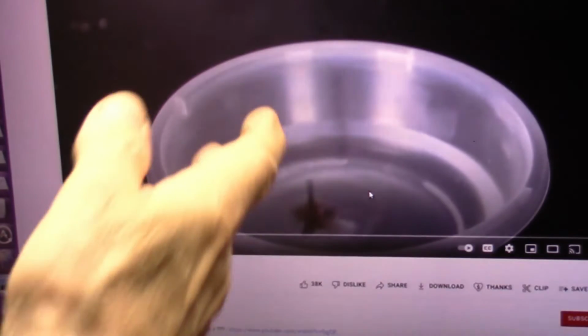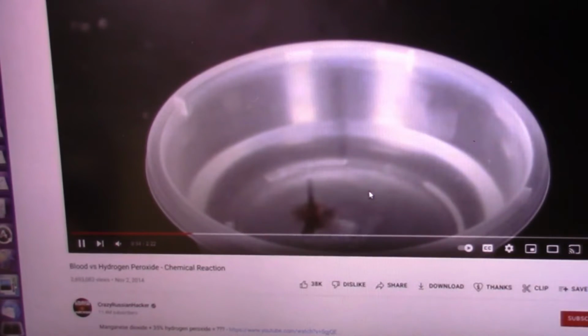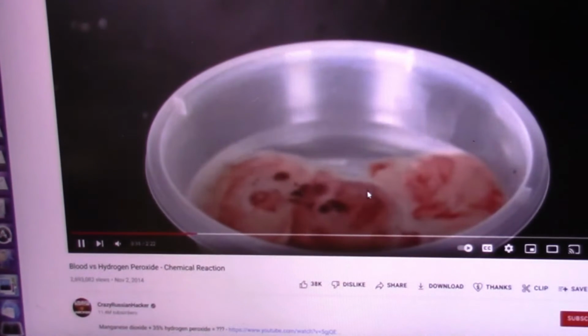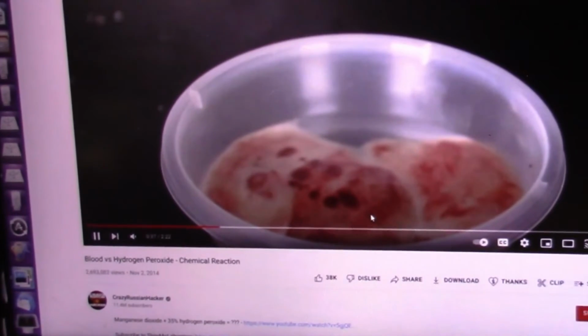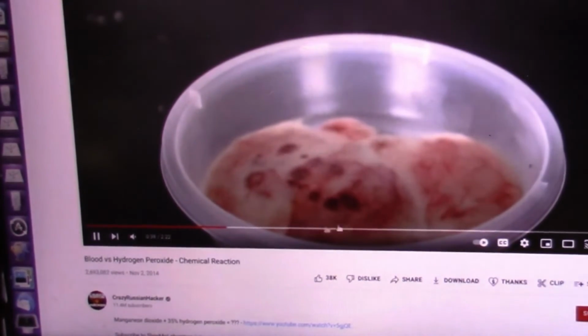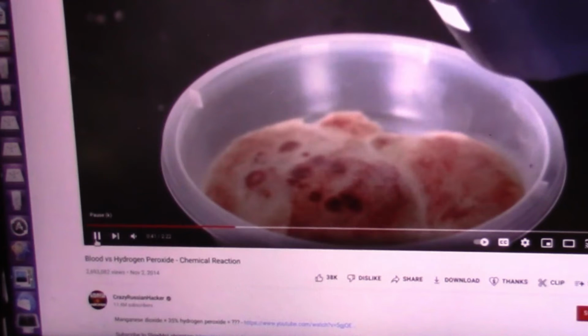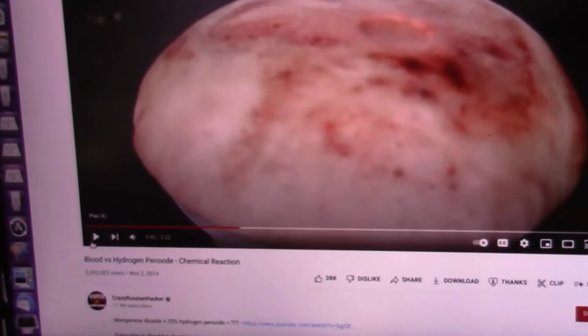All right, this is the crazy Russian hacker. I did this a couple months ago about the catalase and how it attacks blood oxygen. Now watch this. Here goes. Peroxide. Look at it foam up like that. Now, if you put tons of blood in there, it's just going to go crazy. See that? And that's what I was showing you.